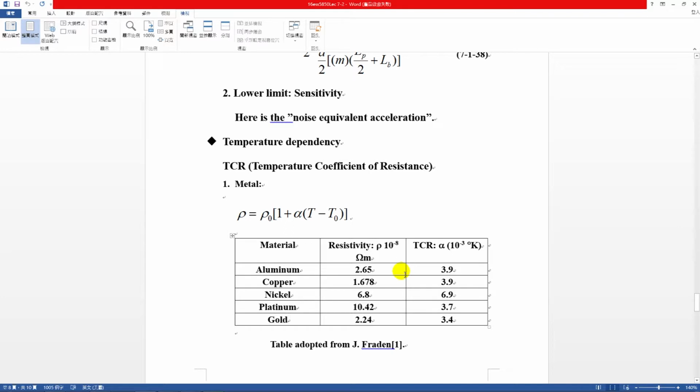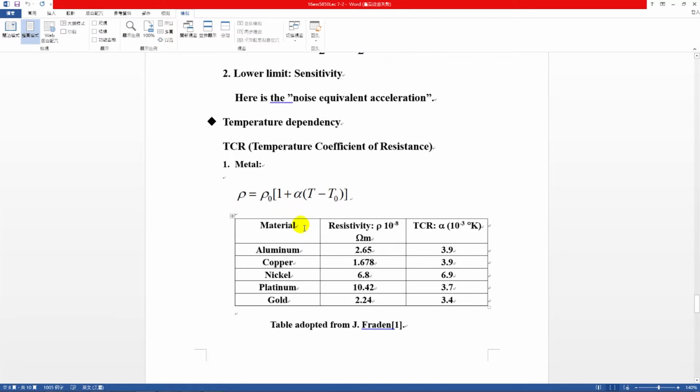But they have different resistivity. Some have very low resistivity like copper, and platinum has a very high resistivity. When you are doing the measurement, the final resistivity change depends on your TCR times the temperature variation. So if you have a large rho 0 and a large alpha, where rho 0 is the resistivity and alpha means the TCR, you can get a lot more resistance change. Okay, so if you want a very good temperature sensor, you need to choose a material with large rho 0 and also large alpha.